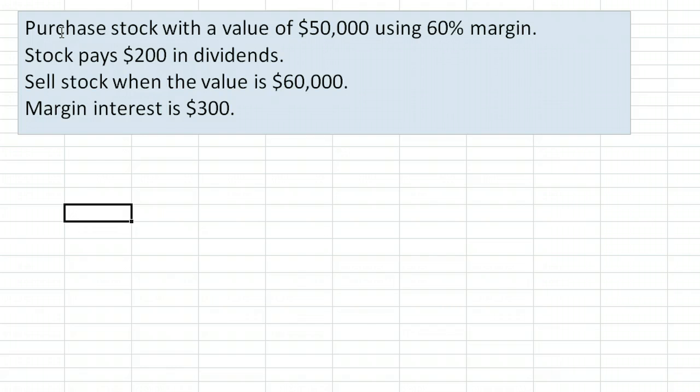We are then going to sell the stock when its value is $60,000, making $10,000 on that part of the transaction. We are then going to pay margin interest of $300. So since we have borrowed 40% of the money in order to make this transaction, we will have to pay some interest on that, and that amount is $300. So what is our return on this investment?